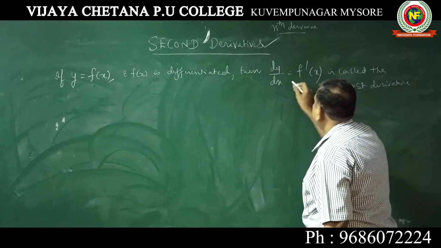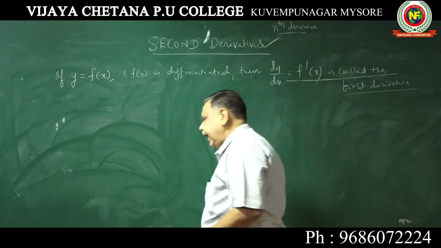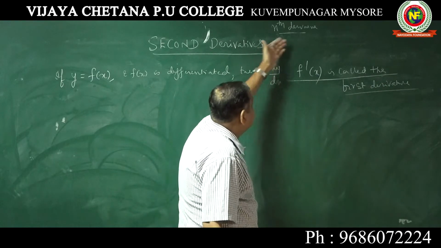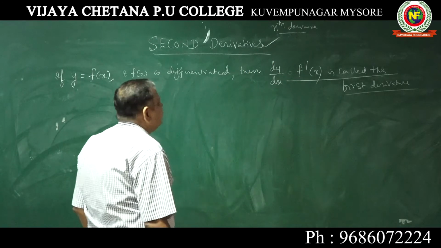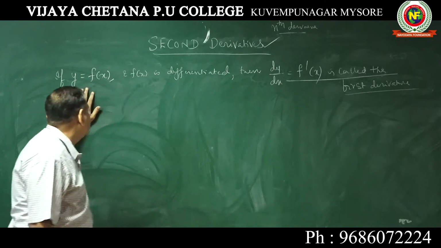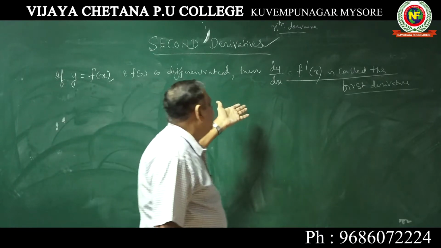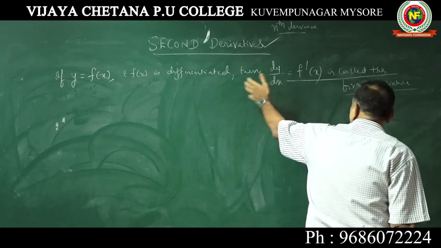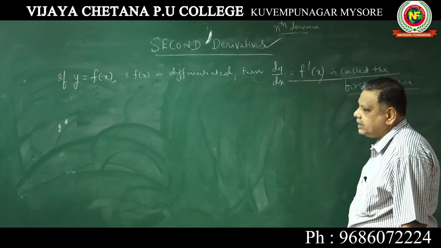Please underline: dy by dx equal to f dash x is called the first derivative, and we further differentiate this function. If you further differentiate again, then it is called the second derivative. Once you take a function, first you differentiate, it is the first derivative. What we did so far, dy by dx equal to f dash x, is the first derivative only.